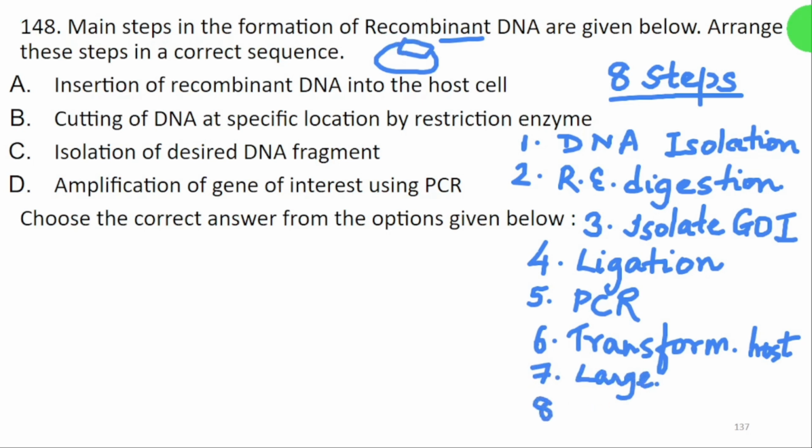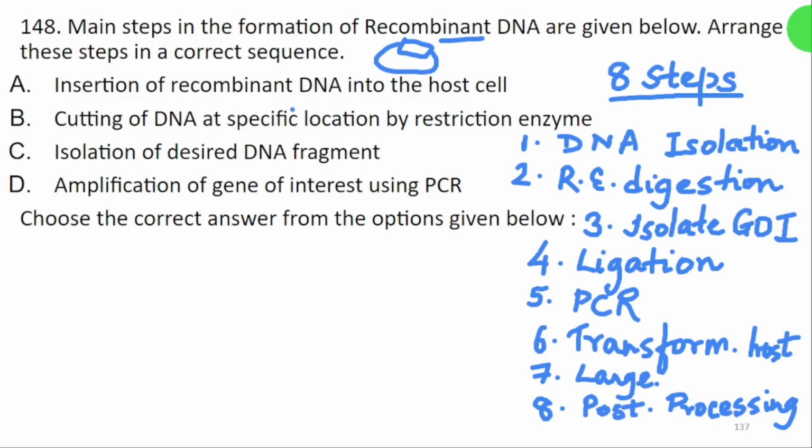Then isolation of the product and post isolation processing, purification of the product. So these are the 8 steps in recombinant DNA technology. Now we will pick out and arrange them in the correct sequence.